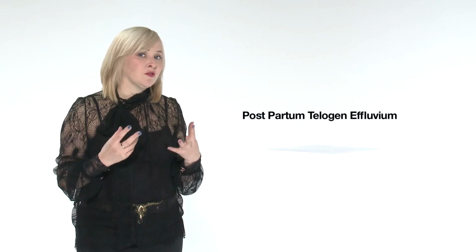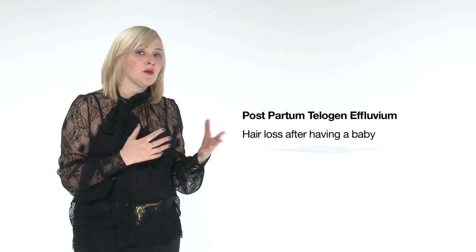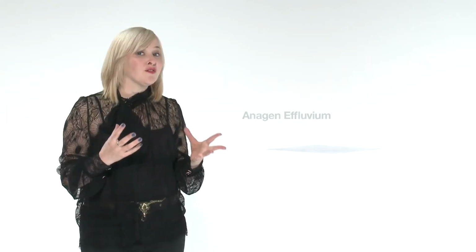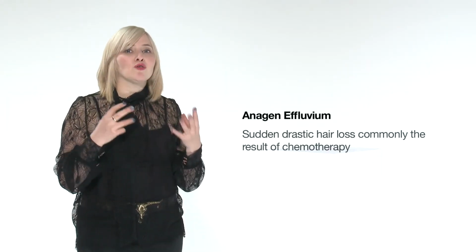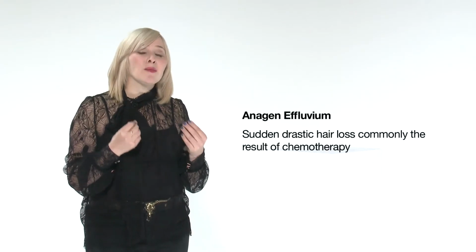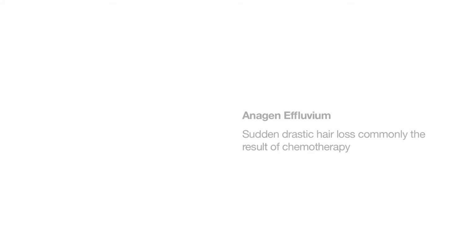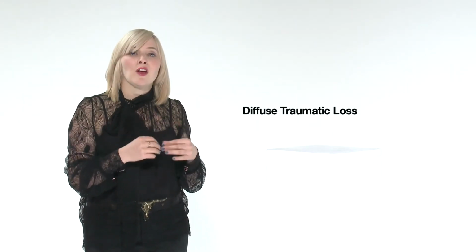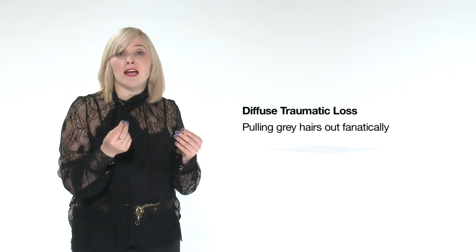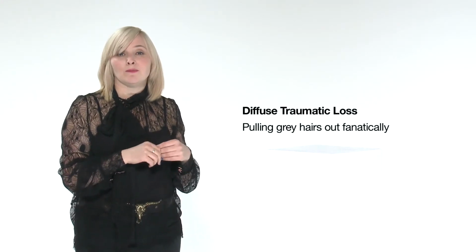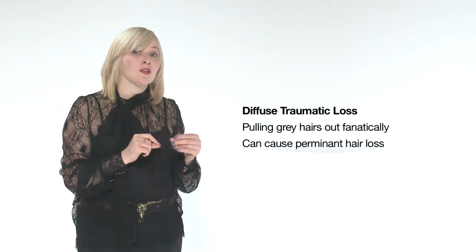Postpartum telogen effluvium is hair loss after having a baby. Anagen effluvium, which is sudden and drastic hair loss, is commonly the result of chemotherapy. Diffuse traumatic loss, for example, would be pulling grey hairs out fanatically. This can cause permanent hair loss.